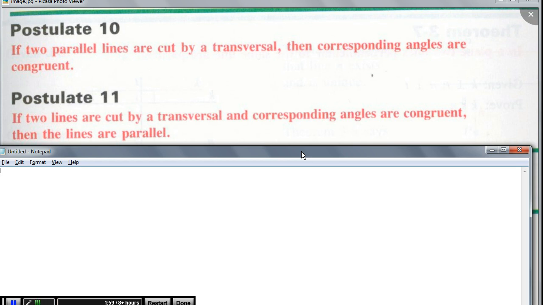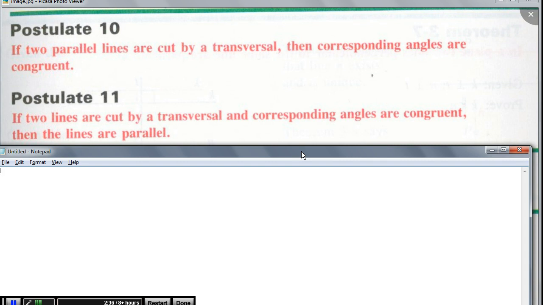Go ahead and write postulate 11, not 10, because we wrote it. But the reason why we're showing both of these is because I want you to look at the difference. Look at postulate 11. We have two lines, not parallel lines, you see? If two lines are cut by a transversal and corresponding angles are congruent, then the lines are parallel, is what we're talking about today. It is a converse of postulate 10. Now, this is a postulate, so we take it as truth. We do not prove this. We take this as truth.